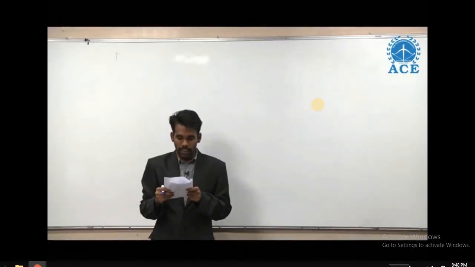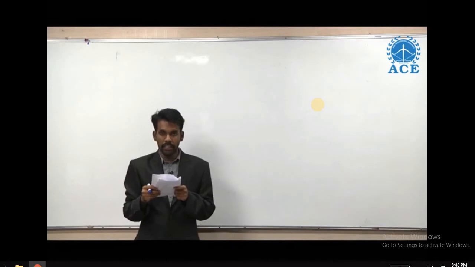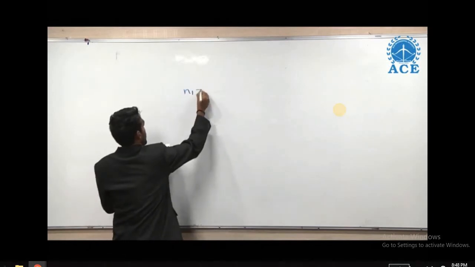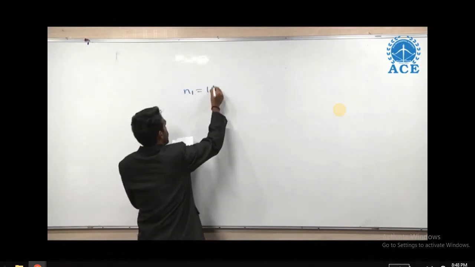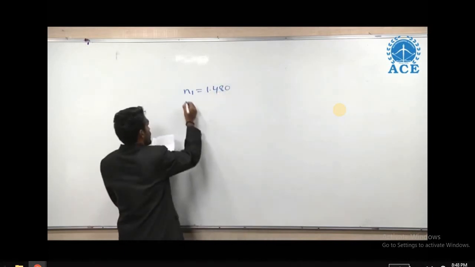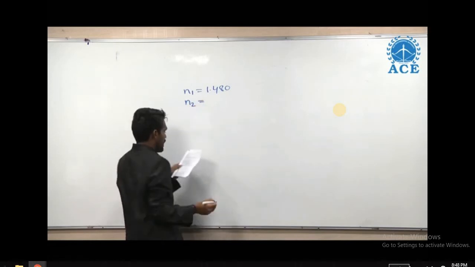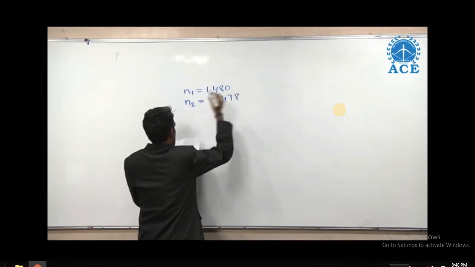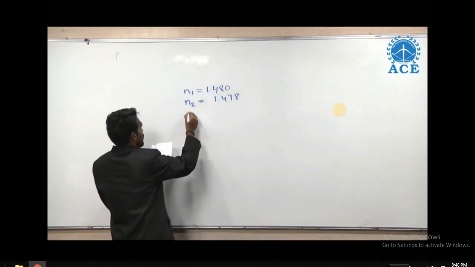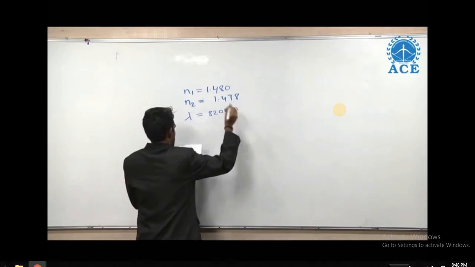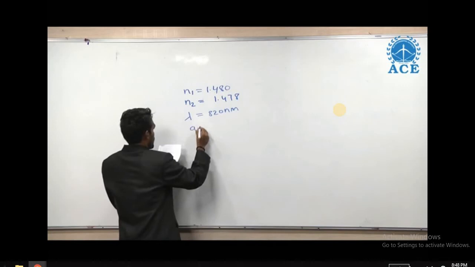The core radius required for single mode operation at 820 nanometer of a step index fiber with n1, that is the refractive index of the core, equal to 1.480, and n2, that is the refractive index of the cladding, equal to 1.478. The operating wavelength lambda is 820 nanometer. We need to find out a here.